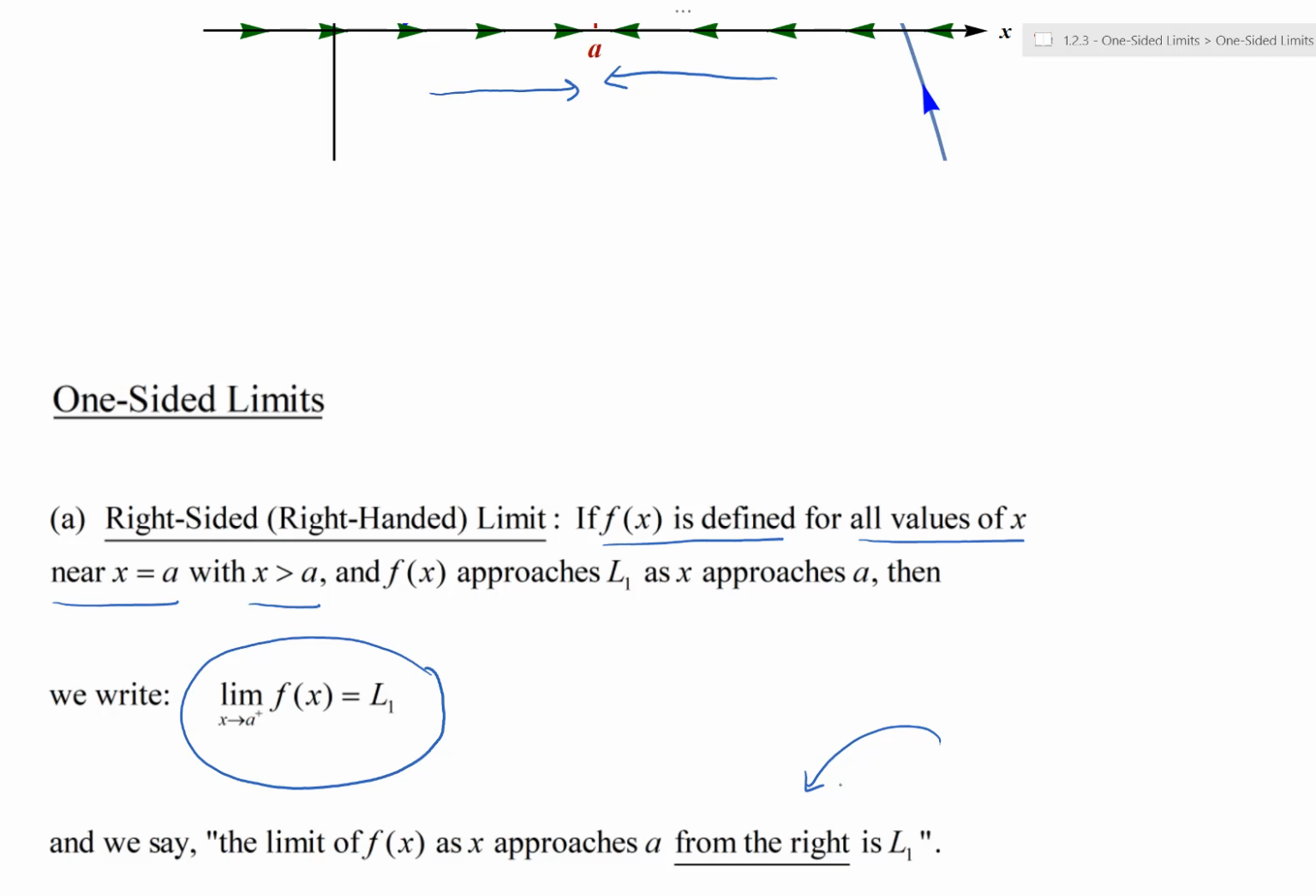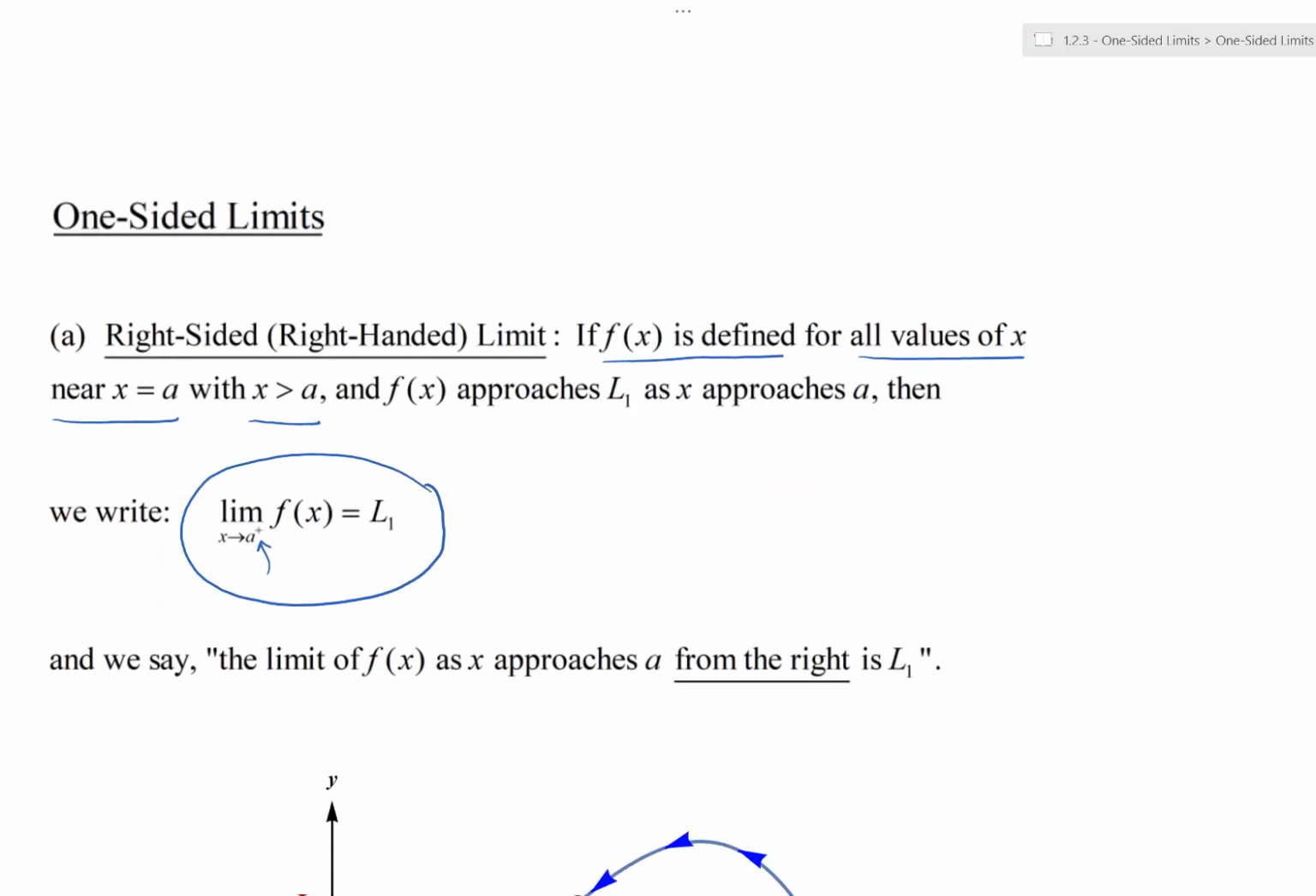The important thing to note is this little symbol above the a. It almost looks like an exponent, but it's a little plus symbol. It's just notation. That notation indicates that we're approaching the value of a in the x direction from the right. From the right to the left. That's what that notation means. It doesn't mean an operation or anything like that. It's just notation. We've got a picture here to show that.